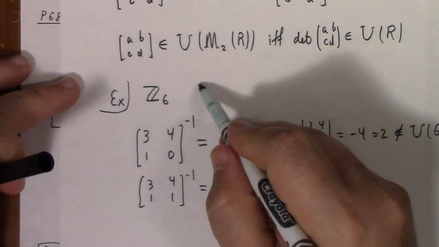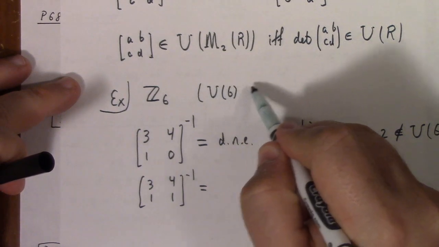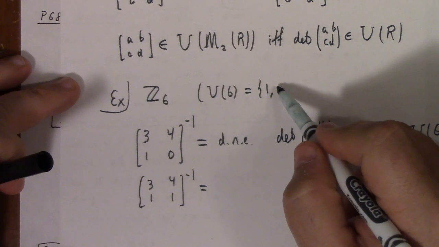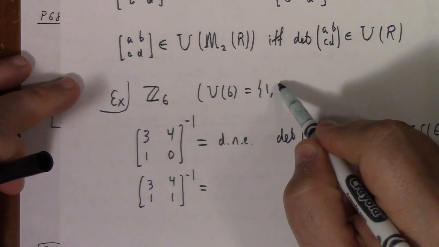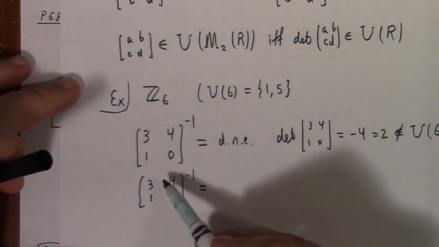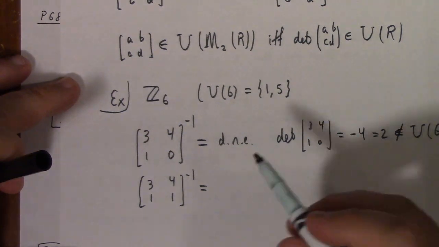So what is in U6? U6 has the numbers relatively prime to 6. It's got 1, no 2, no 3, no 4, just 5. That's kind of lonesome in there, just 1 and 5. So this has determinant minus 1, which is also known as 5.